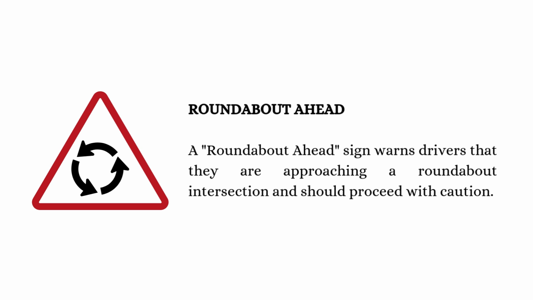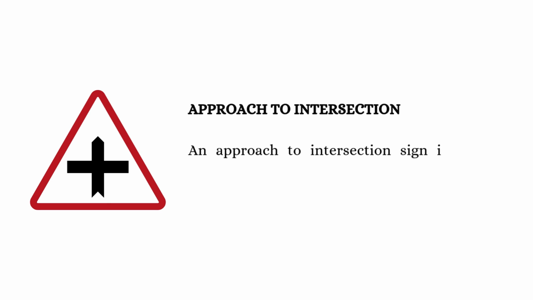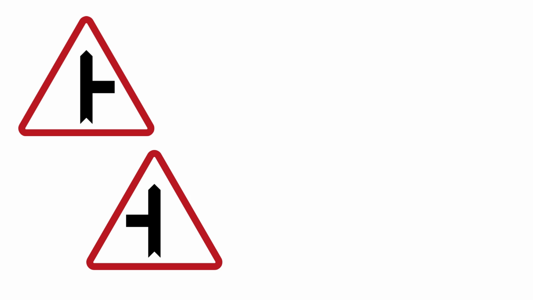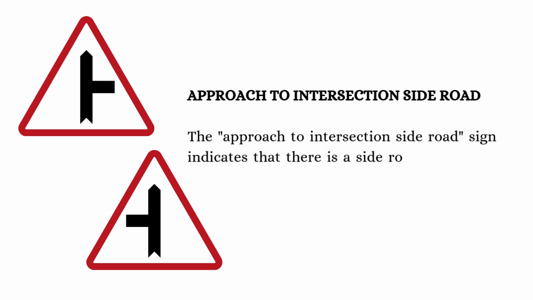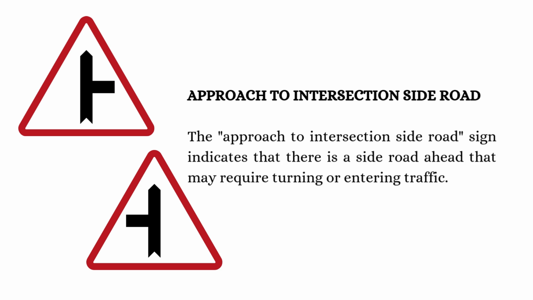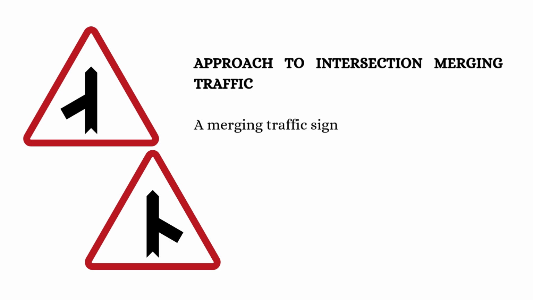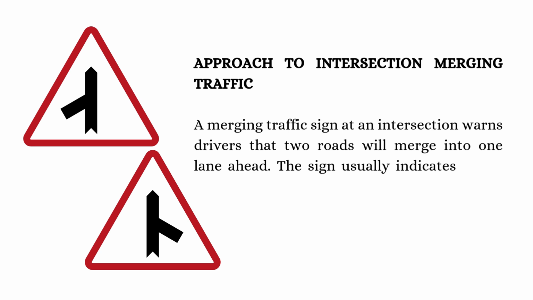Approach to intersection. An approach to intersection sign indicates that you are approaching an intersection, junction, or rotunda. Approach to intersection side road. The approach to intersection side road sign indicates that there is a side road ahead that may require turning or entering traffic. Approach to intersection merging traffic. A merging traffic sign at an intersection warns drivers that two roads will merge into one lane ahead. The sign usually indicates which lane to merge into.